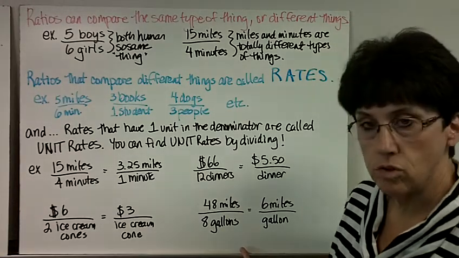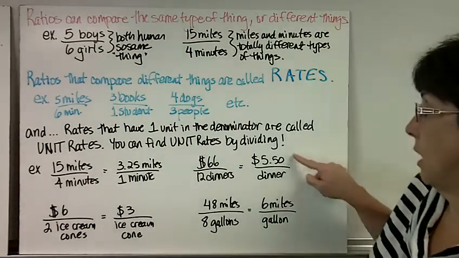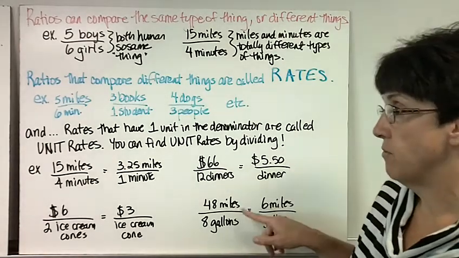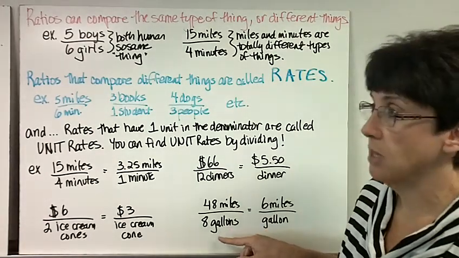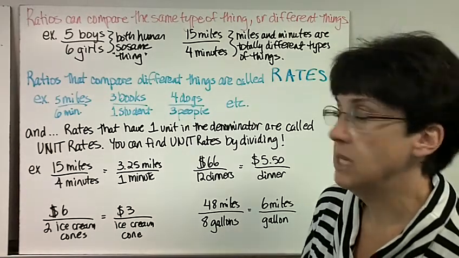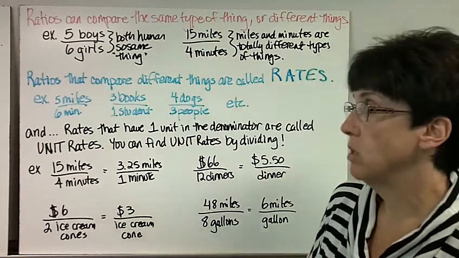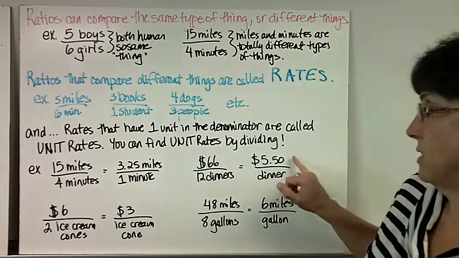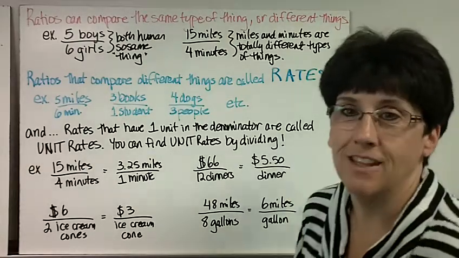Sometimes when you're doing your unit rates, you will have it as a decimal, okay? But if you're just simplifying, like when we had the 10 kids to 3 pizzas, unless I say a unit rate, you won't have a decimal, you'll just reduce it. That's it.